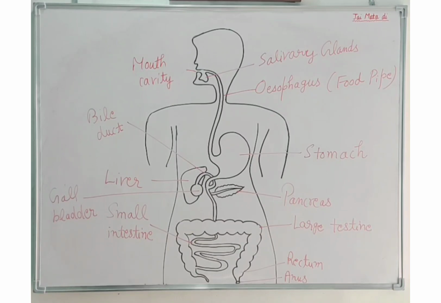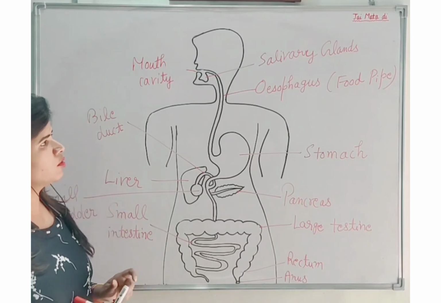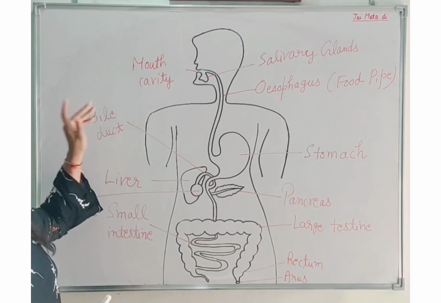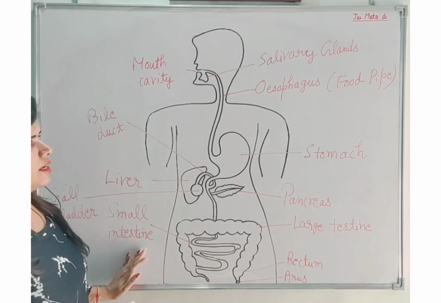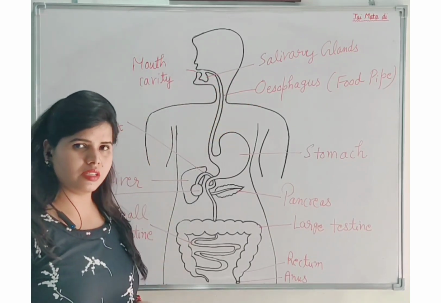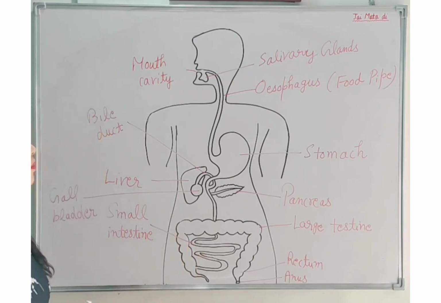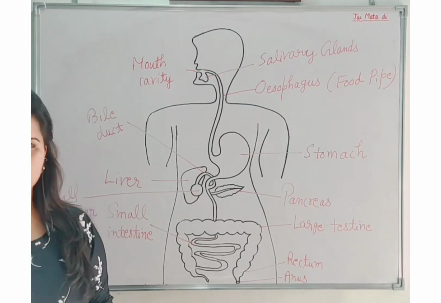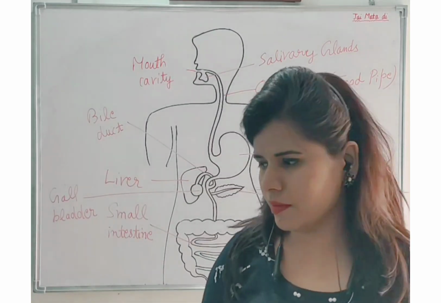Okay. So this is the complete diagram of the human digestive system. You can see all the parts of the human digestive system here: mouth cavity, bile duct, liver, gallbladder, small intestine, salivary glands, oesophagus, stomach, pancreas, large intestine, and rectum and anus. Right? So these are the different parts of the human digestive system. Now we will discuss the function of each and every part in detail one by one.